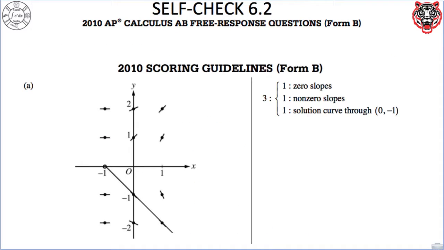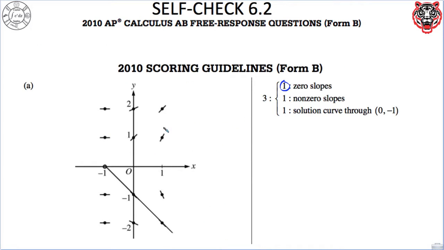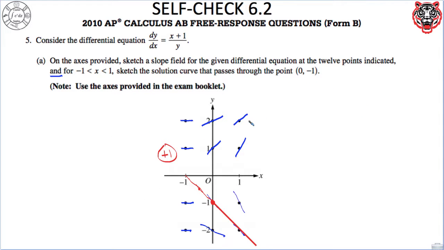And how do we score? The first part, for A, is actually worth 3 points for the slope field. So you get 1 point for the 0 slopes. If I come back here, every single one of these 4 points was correct, so I got +1 there. And I get another point for the non-zero slopes, so that's all of the slopes on the right-hand side. Those are 8 points.